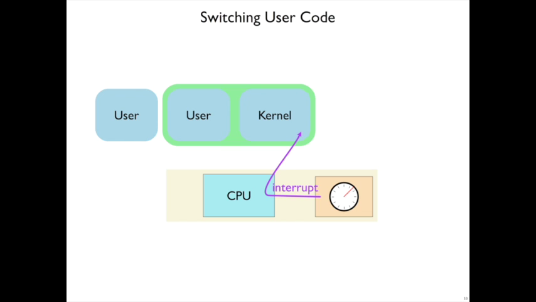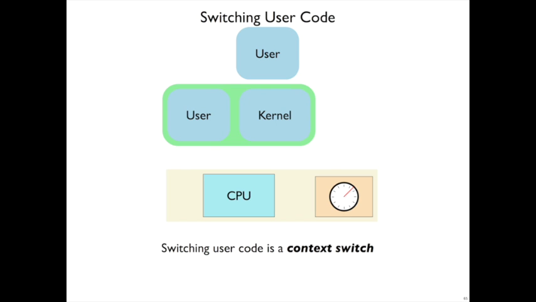And then when the kernel gets another interrupt from the timer later, it might just say, okay, that program has had enough time, and swap the other program in. This swapping among different sets of user code is called a context switch. So that's why you're able to run two programs at the same time on your operating system, because it periodically switches context between the two programs.